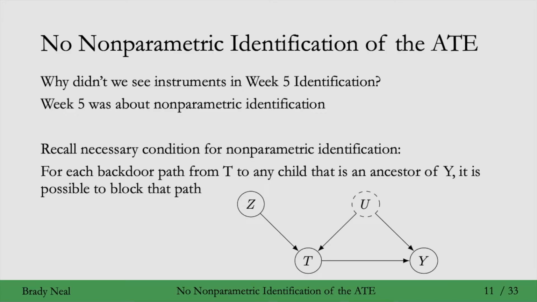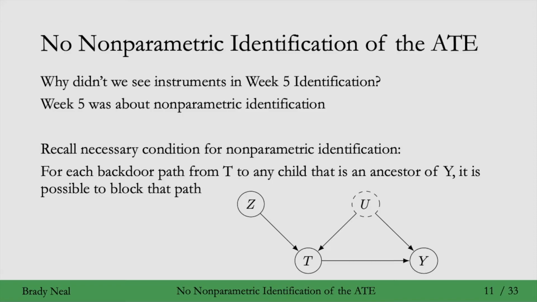If you recall, in that week we saw a necessary condition for nonparametric identification: for each backdoor path from T to any child that is an ancestor of Y, it is possible to block that path. So in this graph, just consider that Y is an ancestor of itself. Here Y is a child of T, but we can't block this backdoor path through U because U is unobserved. Therefore, this necessary condition tells us that we can't get nonparametric identification in this case. We're going to have to make some assumptions about the parametric form for the structural equations that generate some of these variables.